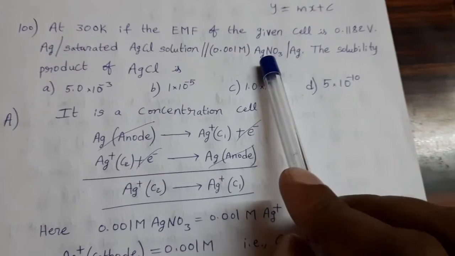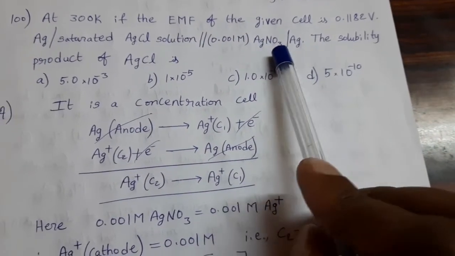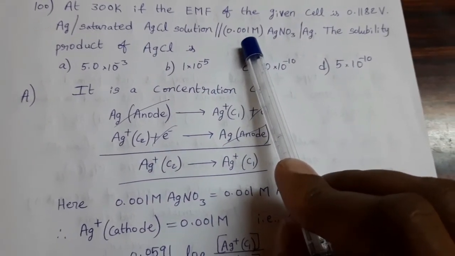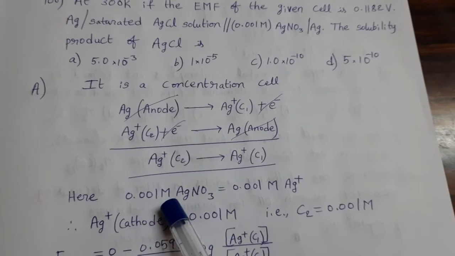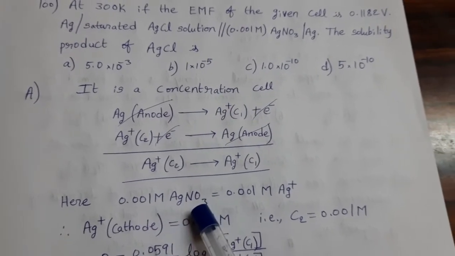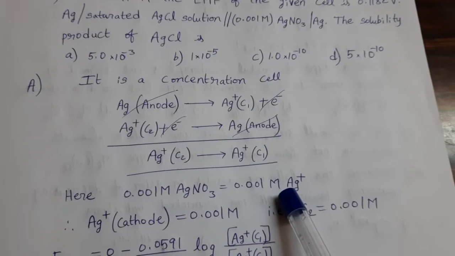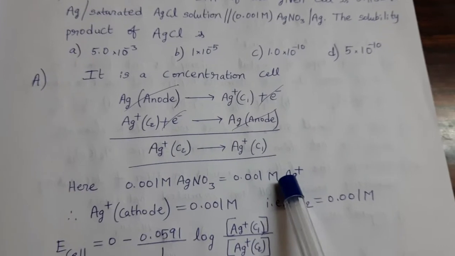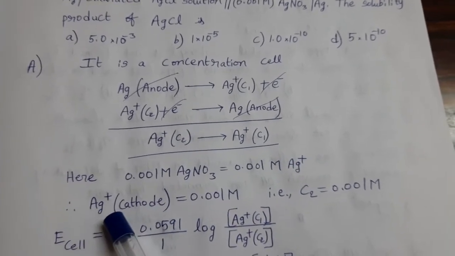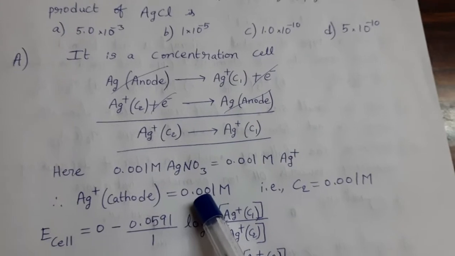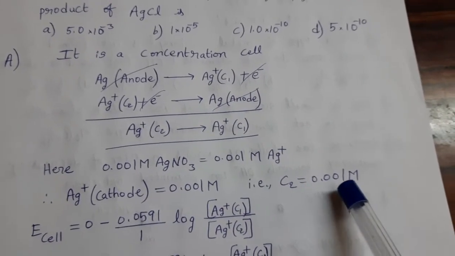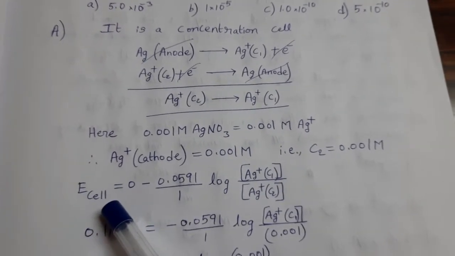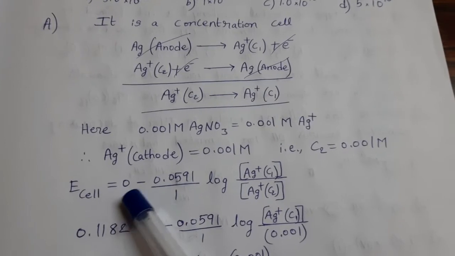Now, cathode is AgNO3. In that AgNO3, Ag plus ions are there. Its concentration is given. How much? 0.001 molar AgNO3. So, in this solution, the concentration of silver ions is 0.001 molar. Ag plus ions present at cathode. Therefore, Ag plus at cathode concentration is this one. That means C2 value is 0.001 molar.